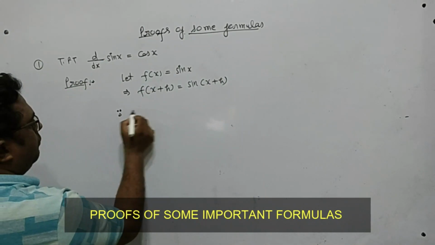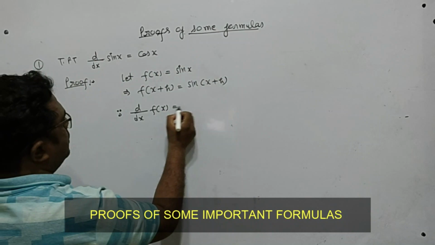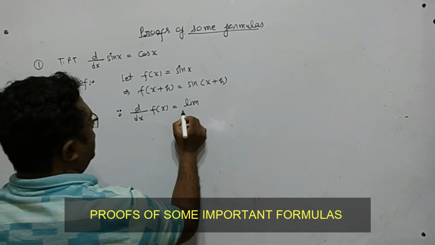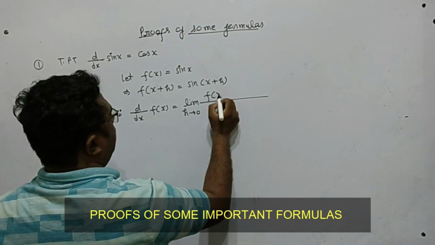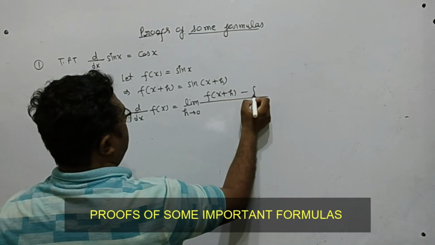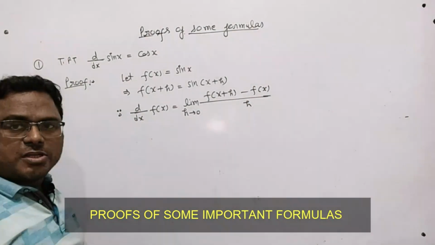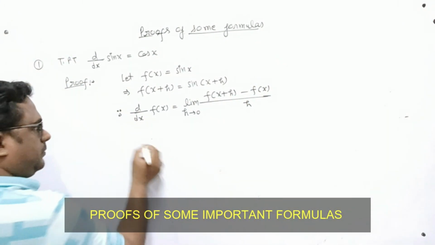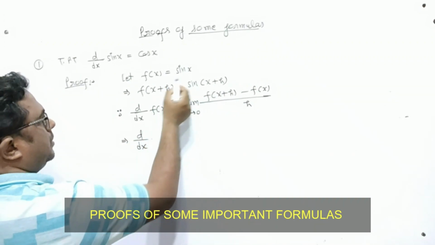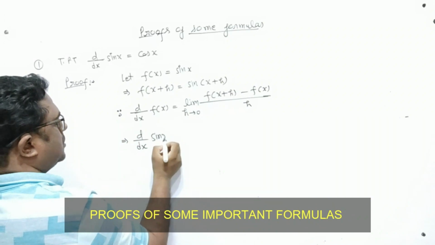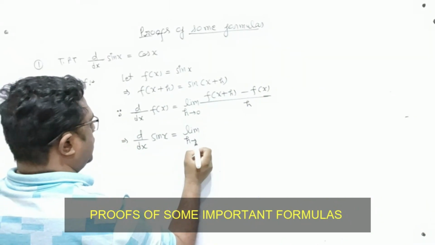Now what is the formula of first principle? dy/dx of f(x) is equal to limit h tending to 0, [f(x + h) - f(x)] upon h. This is the formula of first principle in derivatives. This implies that dy/dx of the value of f(x), which was sin x, is limit h tending to 0 as it is.